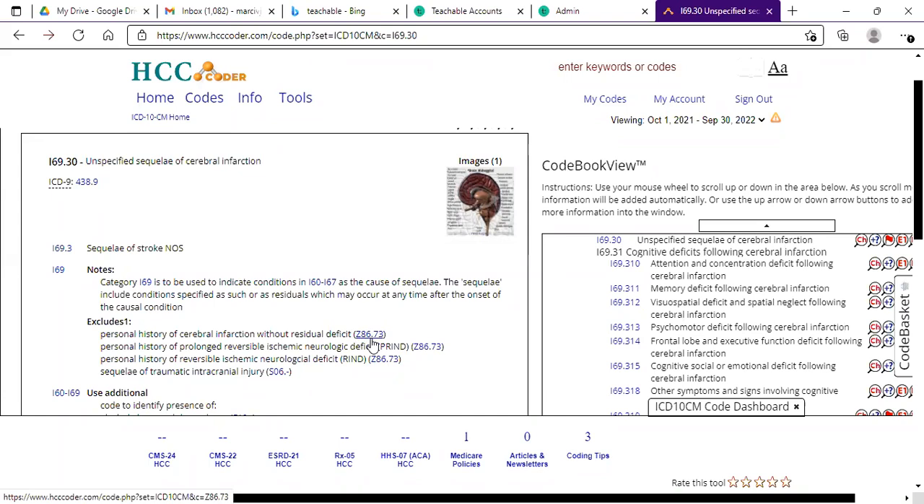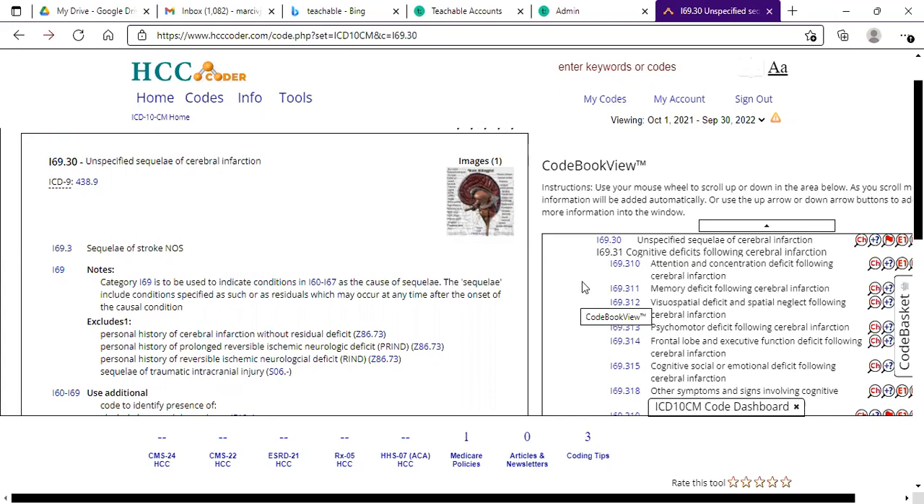Doesn't match. So let's take a look at the I-69 over here to the right. I-69.30, and you know how we're saying we're going to stay away from unspecified codes if we have to. Let's stay away from them. So I-69.30 is basically saying unspecified sequela of a CVA, which is basically saying you got some kind of issue, we can't pinpoint it, it's unspecified, so we're going to use this code. But there are too many codes in the I-69 category to not use a more specific code.